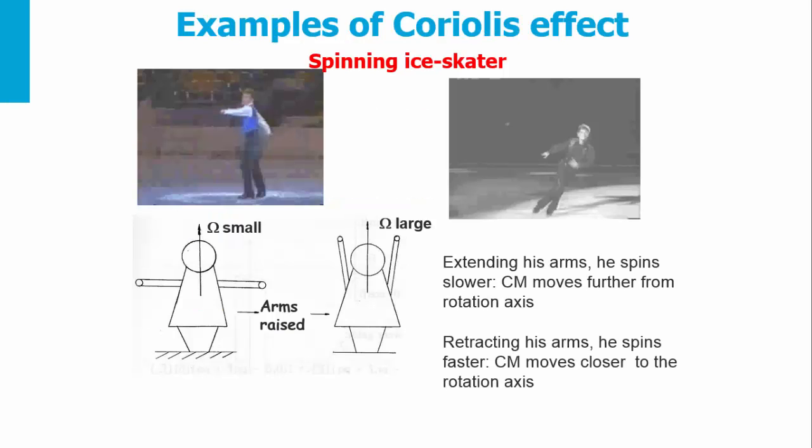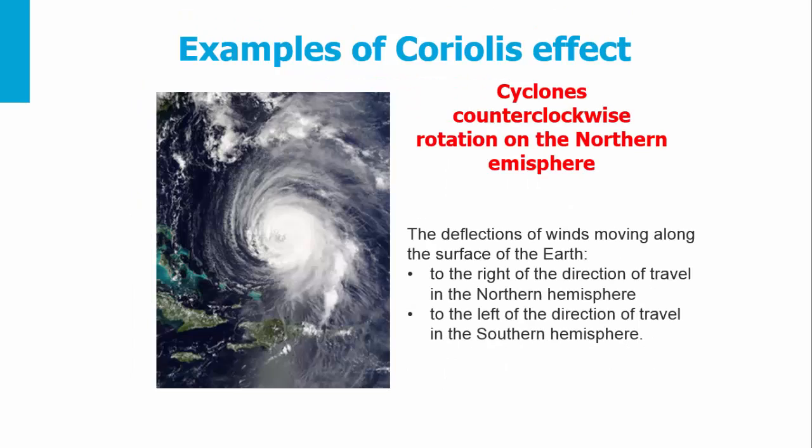An example of the Coriolis force is the spinning ice skater. When a skater is extending his arms, he will spin slower. Why? Because the center of mass is moving further from the rotational axis and we have the conservation of angular momentum. When a skater is retracting his arms, he will spin faster, so the center of mass will move closer to the rotation axis. Another example of the Coriolis effect is caused by the rotation of the Earth, and it is responsible for the direction of rotation of large cyclones. Namely, in the northern hemisphere, the winds around the center of a cyclone rotate counterclockwise, while in the southern hemisphere, the winds around the center of a cyclone rotate clockwise.